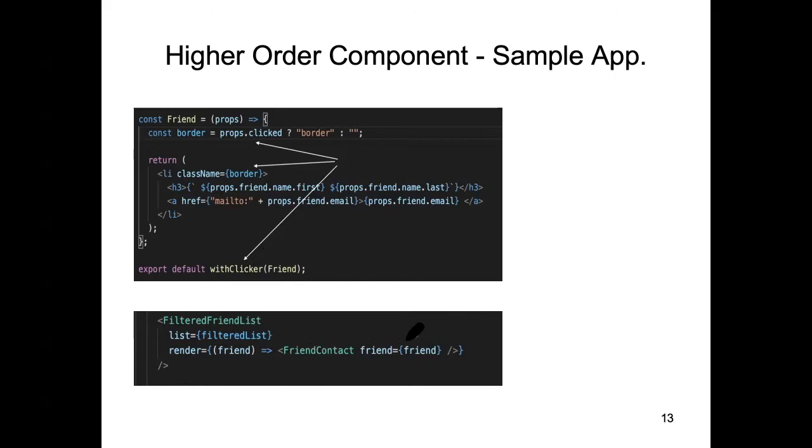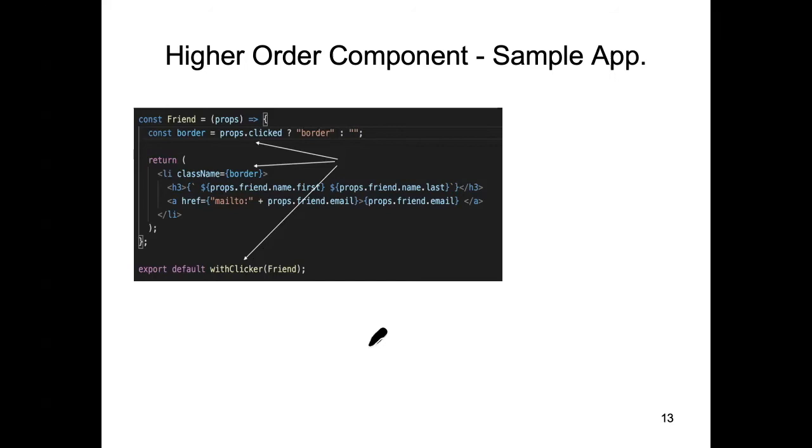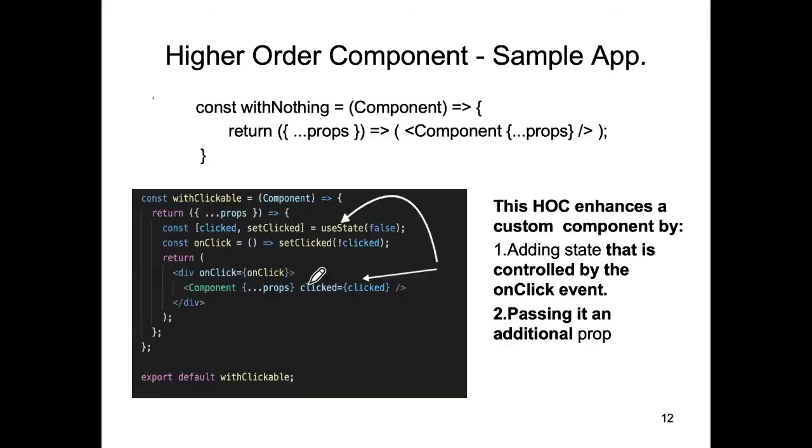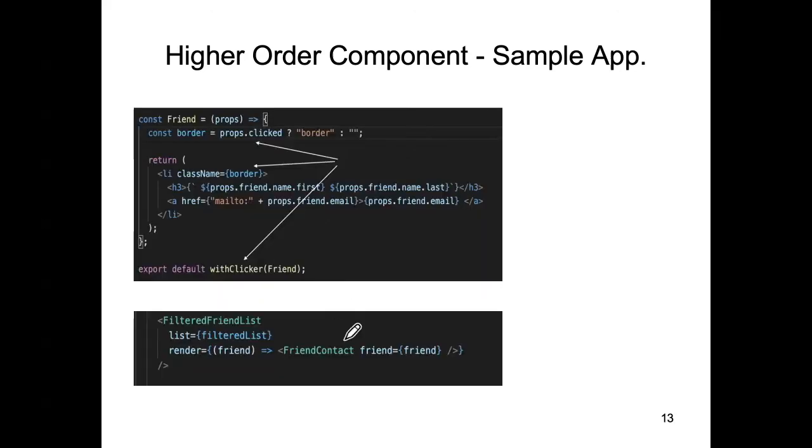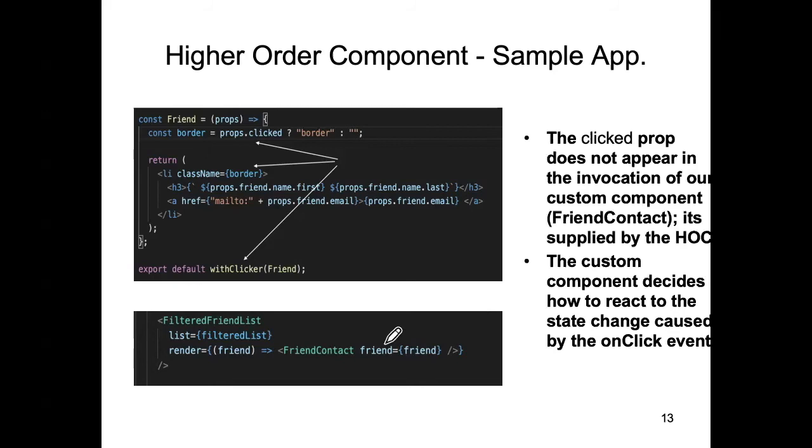And notice here, I'm not actually specifying a clicked property, because the clicked property was actually injected by my function, as in the clicked property was being provided here. I do not provide it in my own custom code. So the clicked prop does not appear, as I said, in the invocation of the custom component. That's actually provided by the higher order component function.